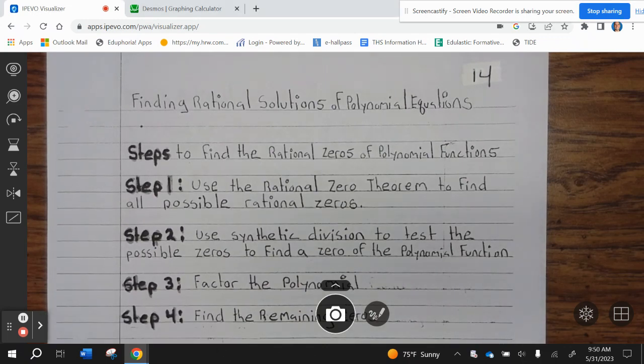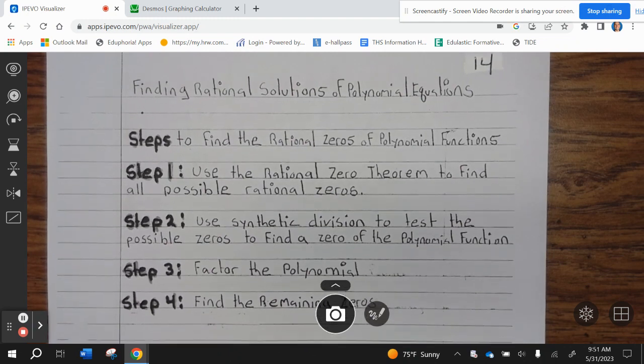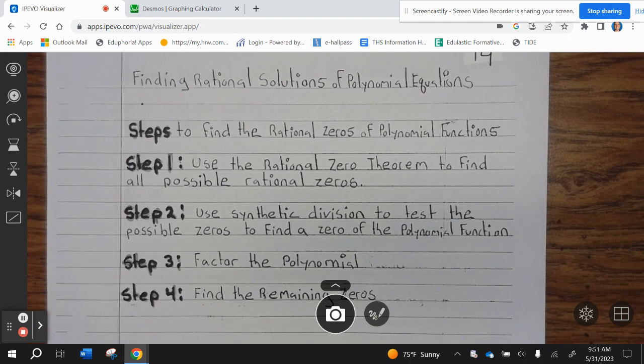Okay, Wildcat, so we're on journal page 14, finding rational solutions of polynomial equations. Steps to find the rational zeros of polynomial functions. Step 1, use the rational zero theorem to find all possible rational zeros. Step 2, use synthetic division to test the possible zeros to find the zero of the rational function. Step 3, factor the polynomial. Step 4, find the remaining zeros.